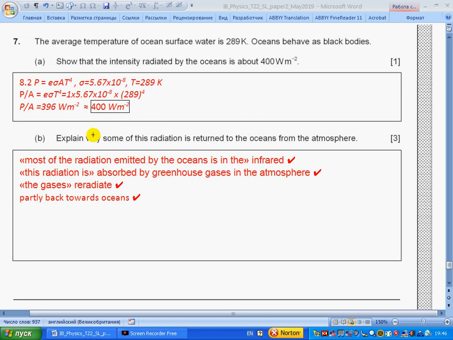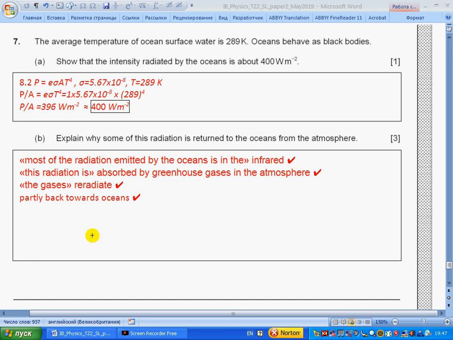watt per meter squared. Explain why some of this radiation is returned to the ocean from the atmosphere. 3 points from the mark scheme. Most of the radiation emitted by the ocean is in the infrared. This radiation is absorbed by greenhouse gases in the atmosphere. The gases re-radiate partly back towards the ocean.